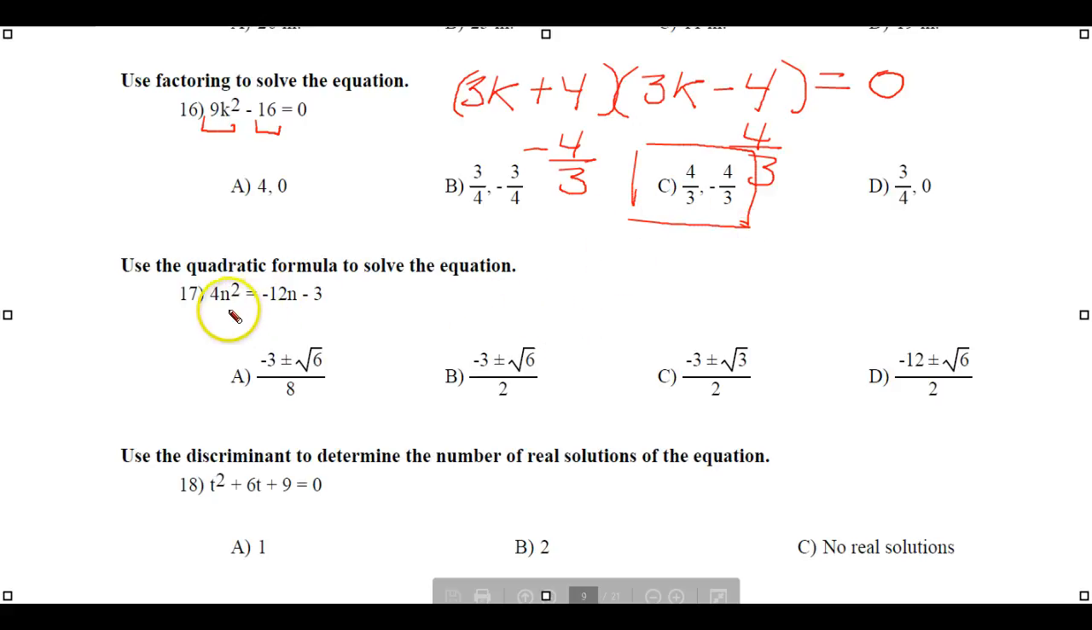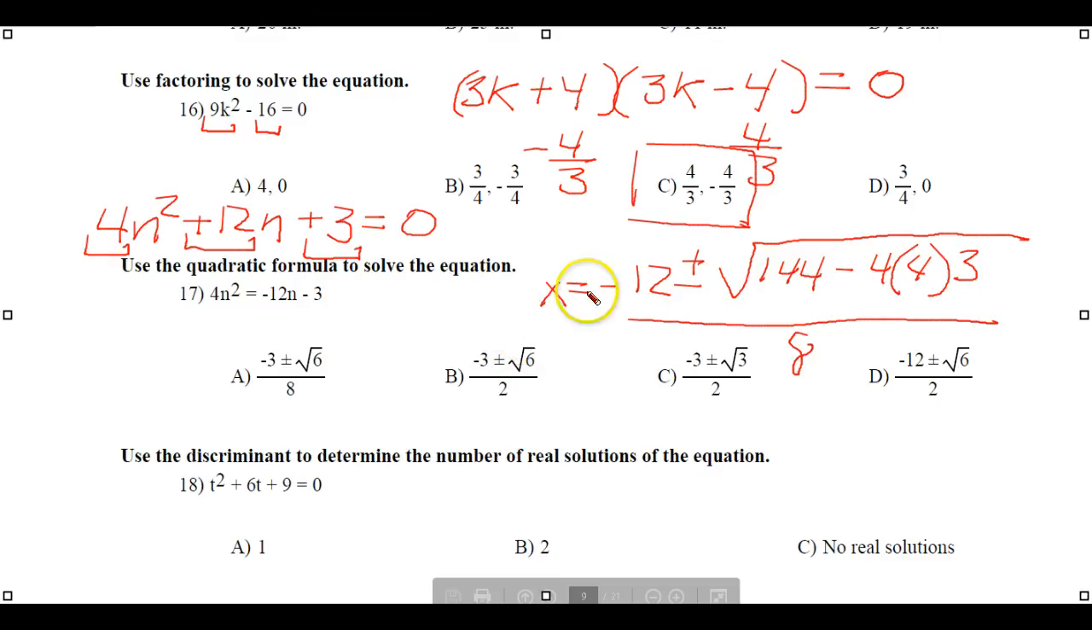Now for this next one, they want us to use the quadratic formula to solve the equation. The key, you may remember, is to put it in standard form. 4n squared plus 12n plus 3 equals 0. So you can identify your A value, your B value, and your C value. And let's see which one you get. We'll take it in steps.